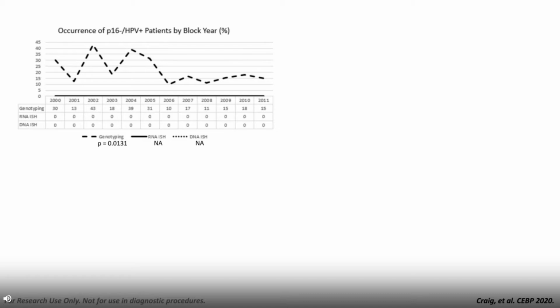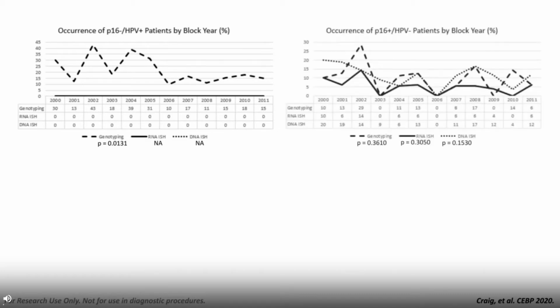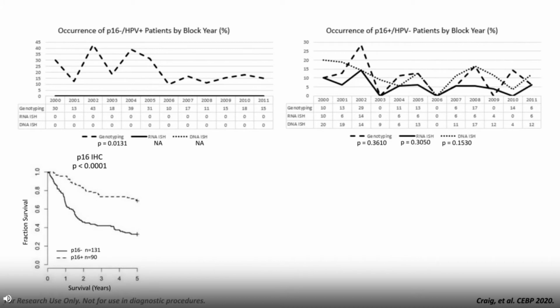In contrast, when we looked at the P16 positive HPV negative patients, we identified this phenotype across all 3 tissue-based tests in relation to P16, and there's no time bias here in this assessment. And the reason why this is important, that we were able to identify this phenotype using these different tissue-based tests, is because the surrogate biomarker P16 identifies patients who have really good survival versus poor survival relating to HPV status.